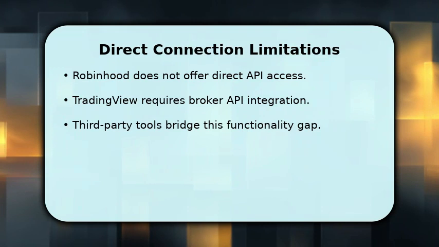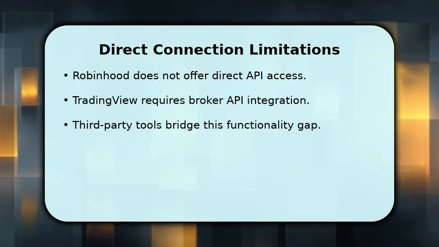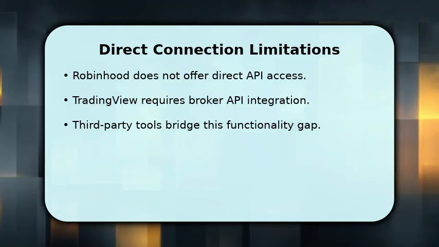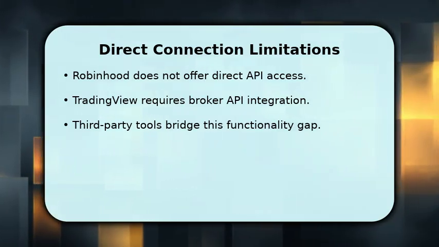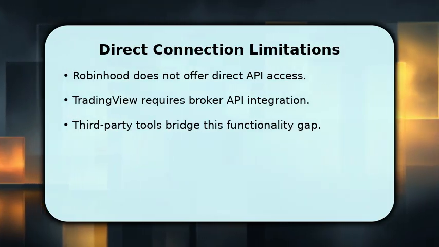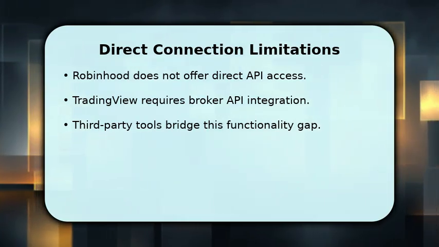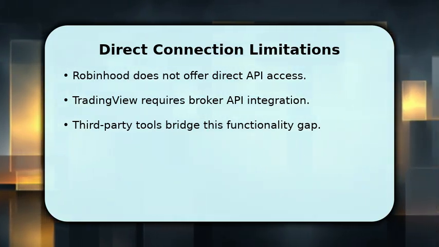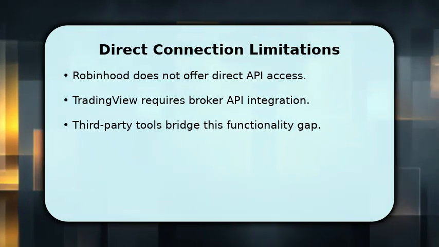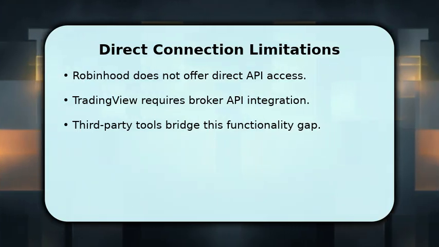Unfortunately, Robinhood does not currently provide a direct application programming interface, or API, for third-party platforms like TradingView. This means you cannot directly link your Robinhood account for live trading or real-time data streaming within TradingView. TradingView typically integrates with brokers that offer open APIs, allowing for seamless data flow and trade execution. This limitation necessitates exploring other avenues to bring your Robinhood data into TradingView.